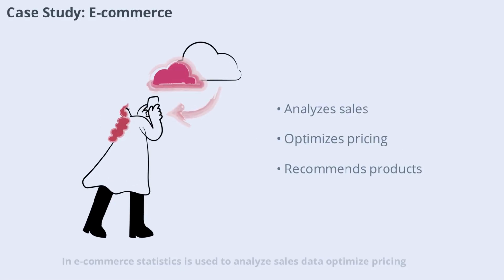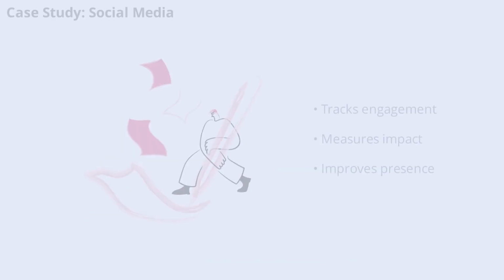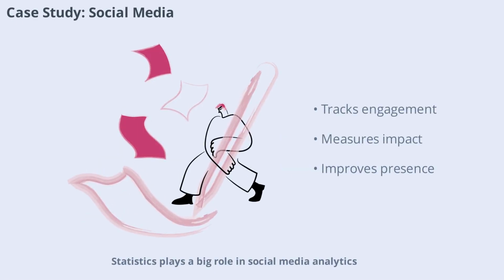In e-commerce, statistics is used to analyze sales data, optimize pricing, and recommend products. Data scientists use statistical models to understand customer preferences and improve the shopping experience. This leads to increased sales and customer satisfaction.